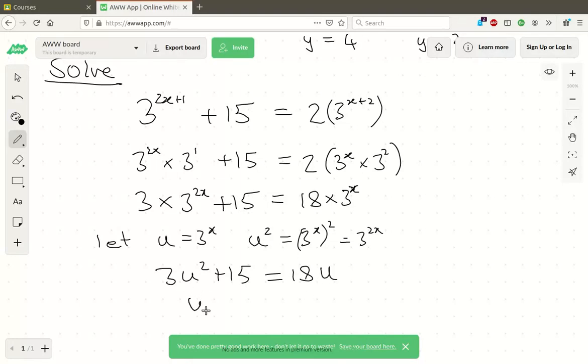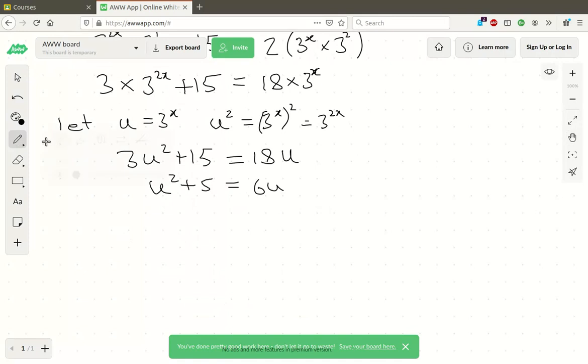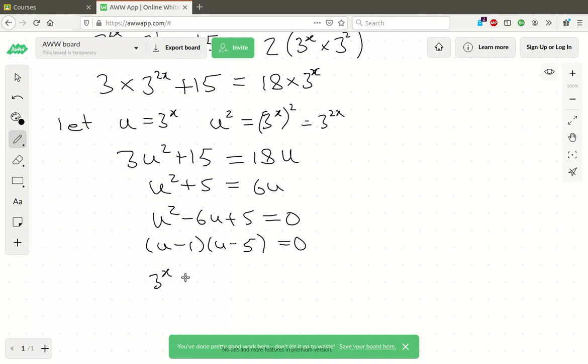Divide everything by 3. You've got u squared plus 5 equals 6u. And so now we can just factorize as normal and solve. u squared minus 6u plus 5 equals 0. So u minus 1, u minus 5 equals 0. Don't forget u is 3 to the x. So, and we want the x values. 3 to the x equals 1, or 3 to the x equals 5.